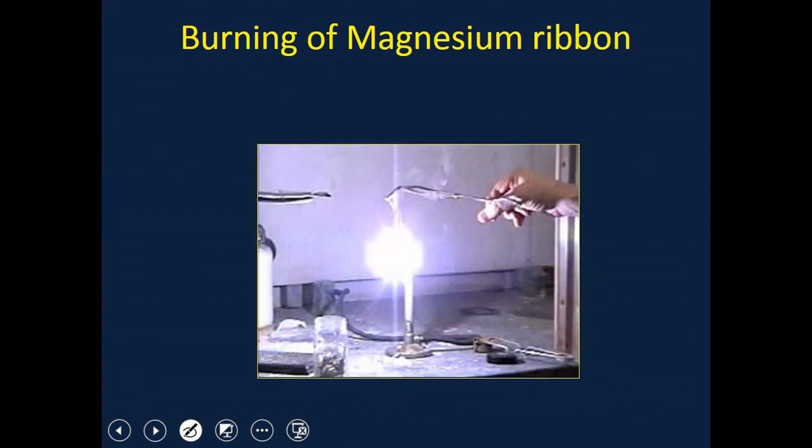With the help of this diagram, I'm showing you the burning of magnesium ribbon. Children, magnesium burns with a dazzling light. During the combustion of magnesium, dazzling light is produced. And this experiment must be done under the supervision of your teacher with proper eye protection. That is very much required here.